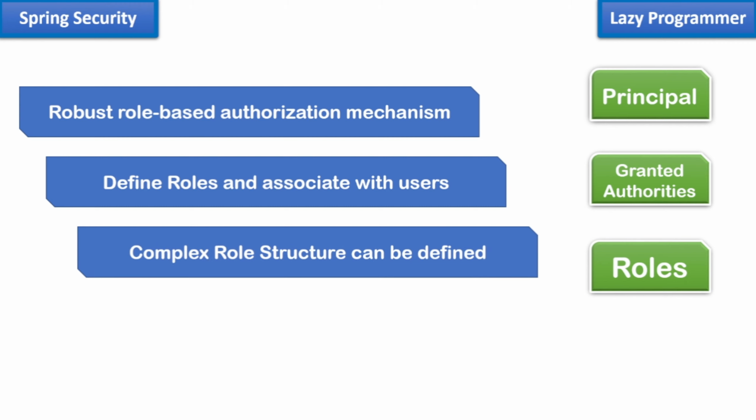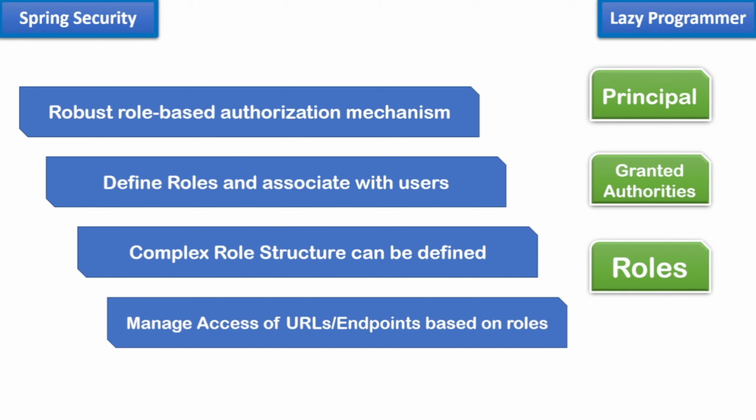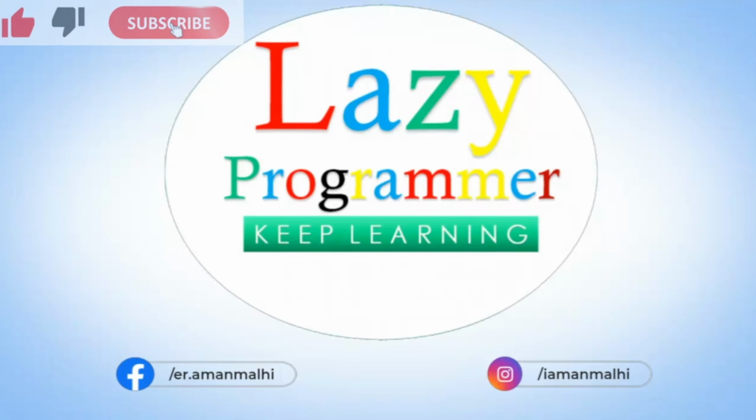Spring Security offers powerful configuration options for the role-based authorization. You can configure the access based on roles, allowing or denying certain URLs, endpoints, or resources. This configuration ensures that only users with appropriate roles can access specific functionalities. So these were the core components of Spring Security. Next, we will start implementing Spring Security in one of the Spring Boot applications and see how it helps the developer to configure it with ease.